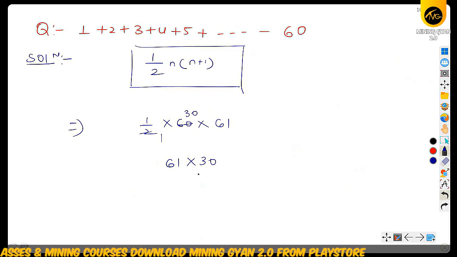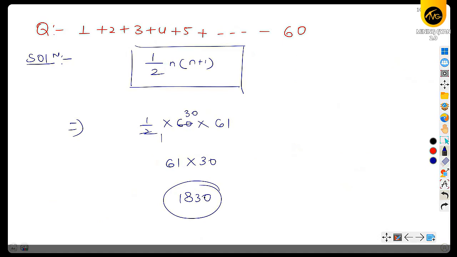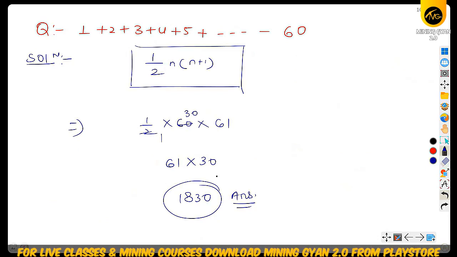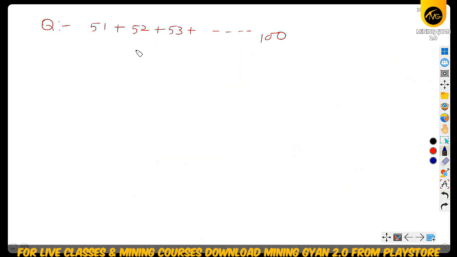So 30 times 6 is 180, and 30 times 1 is 30, so 180 and 30, that means 1830. So 1830 is the answer, or we can say the sum of 1 to 60 natural numbers, right? Correct. 1830 is the answer. Let's do another example like that.